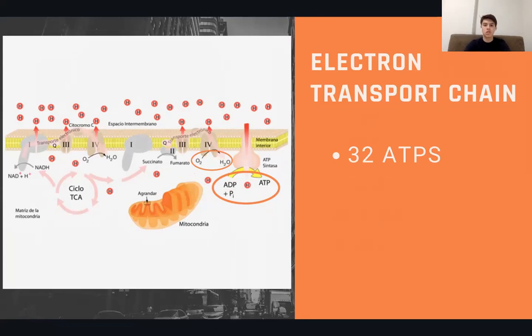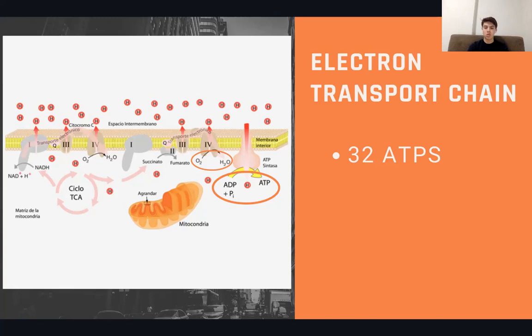FADH2. The first complex receives NADH to transport two hydrogen ions from the matrix to the intermembrane space of the mitochondria. It passes to complex 2, which, through coenzyme Q, pumps two protons out of the matrix. In the fourth complex, two protons are pumped into the intermembrane space so that an oxygen atom obtains two electrons and other protons to form a molecule of water. For FADH2 molecules, this process is the same, only they leave the electrons directly in coenzyme Q.